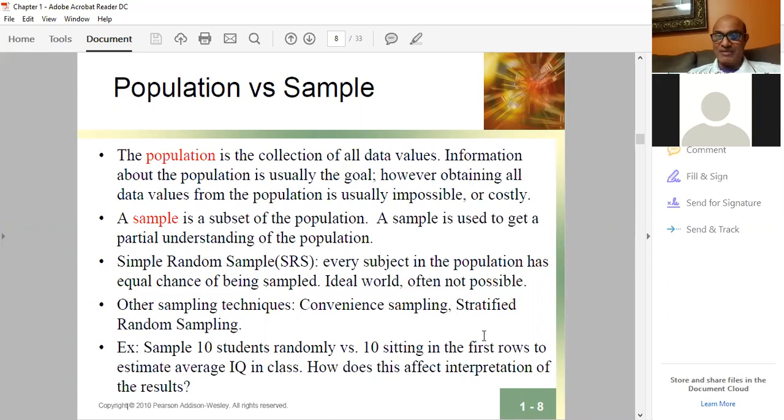Let's look at the example. Sample 10 students randomly versus 10 sitting in the first row. Very simple example: 10 students versus 10 sitting in the first rows, to estimate the average IQ in the class. How does this affect the interpretation of the result? 10 students are there, 10 seats are there. Who will occupy the first seat, second seat, third seat, like this. This is the best example of simple random samples.